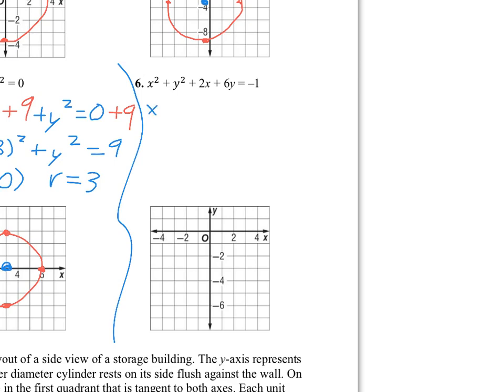For number 6, put the x's together. Leave a gap. And put the y's together. And leave another gap. Alright, complete the square for the x's. 2 divided by 2 is 1, and 1 squared is 1. 6 divided by 2 is 3. 3 squared is 9. We added 1 and 9 to the left, so we have to add 10 total to the right.